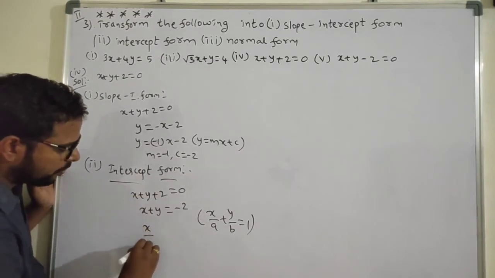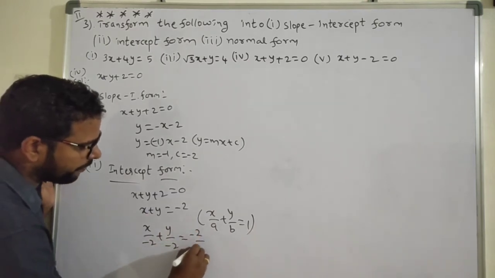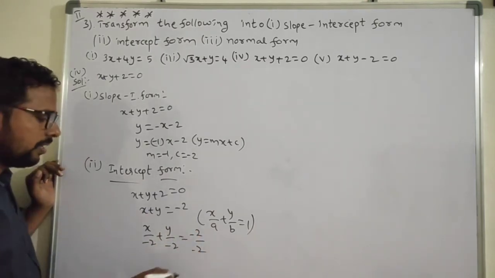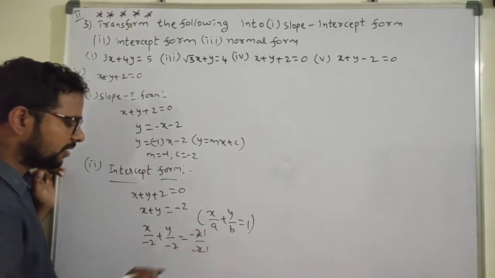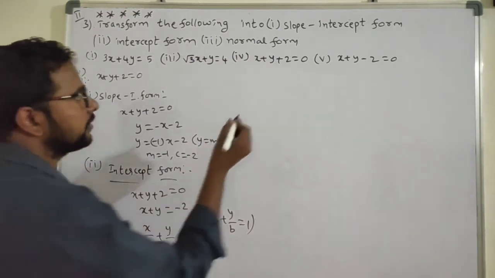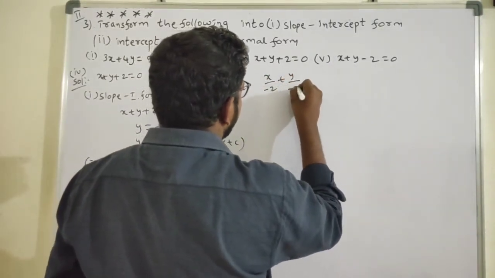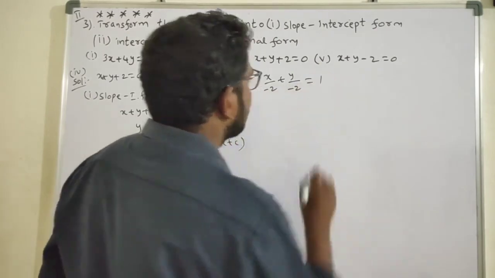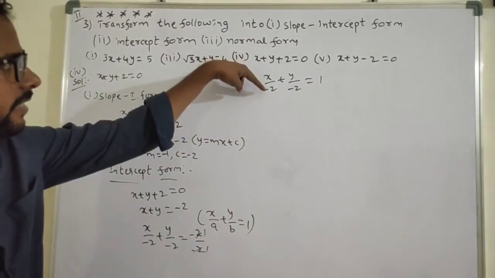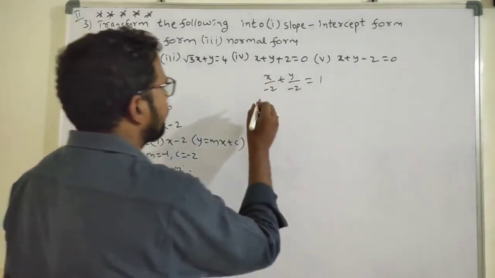x by -2 plus y by -2 is equals to -2 by -2. -2 gets cancelled. So x by -2 plus y by -2 is equals to 1. This is intercept form. It is in the form of x by a plus y by b is equals to 1. Now last one, normal form.